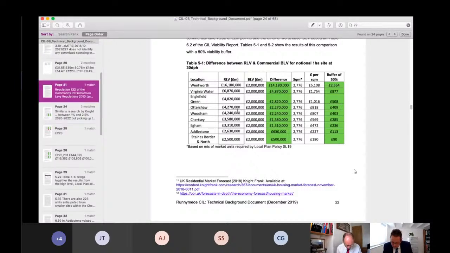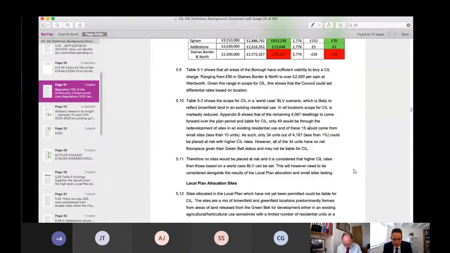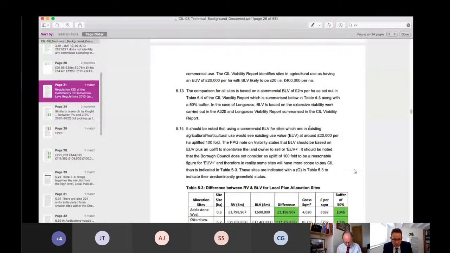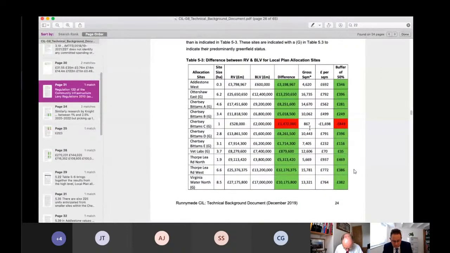And Charlotte, could you just go down a couple of pages to page 24? I think it's table 5.3. That's the one. Okay. So we're moving on now from those notional 1 hectare sites to look at some of the local plan allocation sites, and I'm going to just hand over to Mr. Golland to explain what I'm seeing in this table. So in table 5.3, sir.